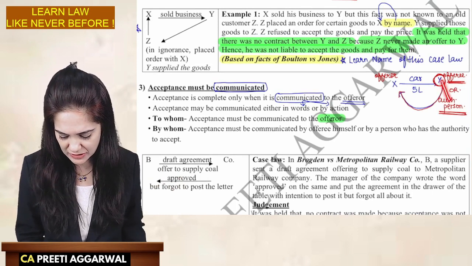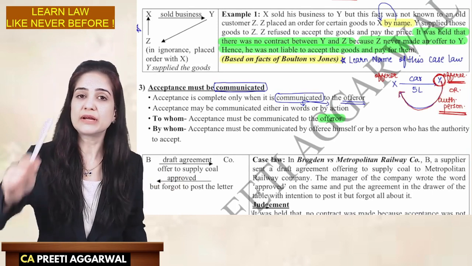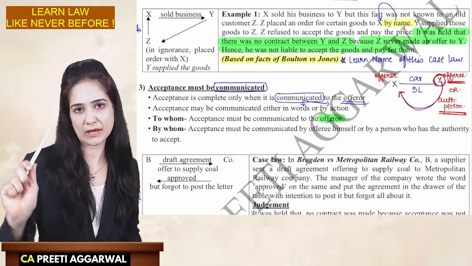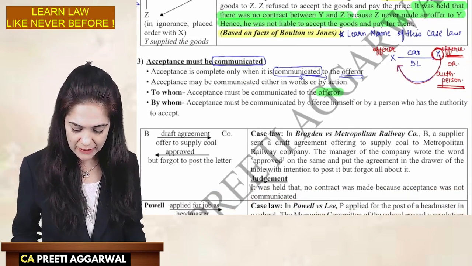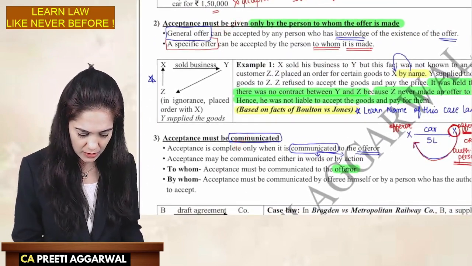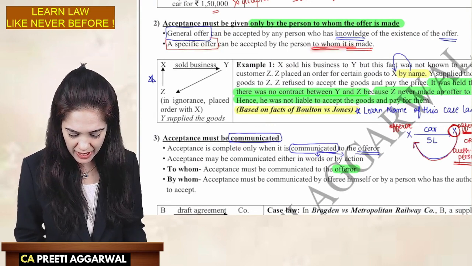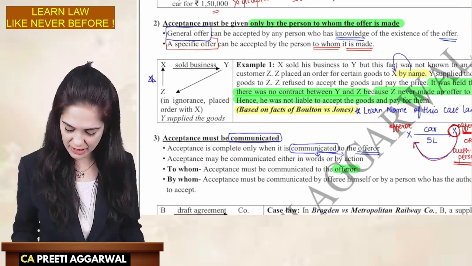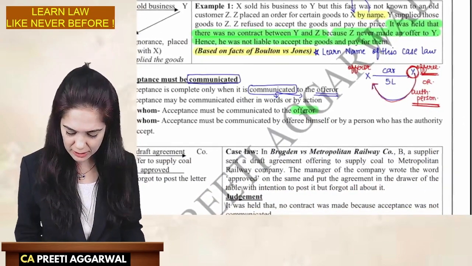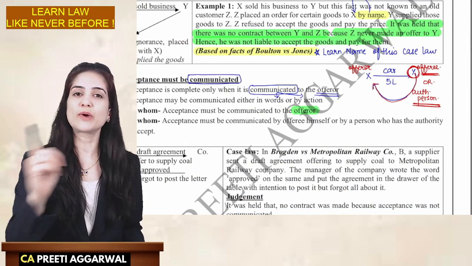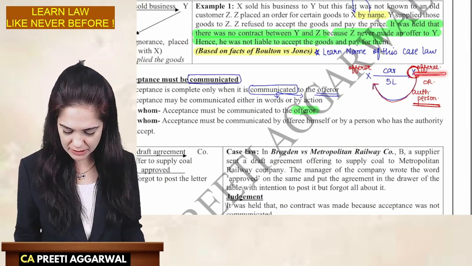So Y can give instructions to the authorized agent: you go and tell him that I want to buy the car. Please note that these 2 points are very different. Whether a specific offer is accepted, that decision can be taken by the offeree only, the person to whom the offer is made. That decision, whether to accept or not, can be taken by the offeree only.